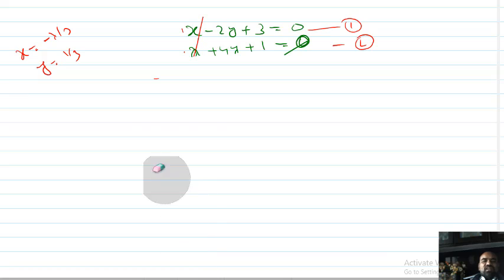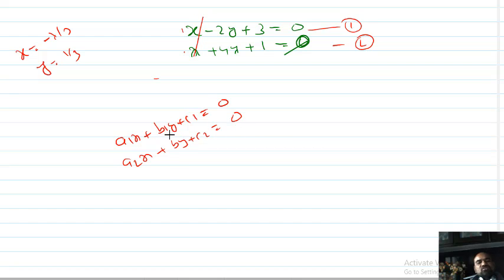I want to explain that one, how to use the cross multiplication method. Listen, students, a1x plus b1y plus c1 equal to 0 is one linear equation, and a2x plus b2y plus c2 equal to 0 is another linear equation. We want to solve these two equations, meaning you want to find the values of x and y which satisfy both the equations.